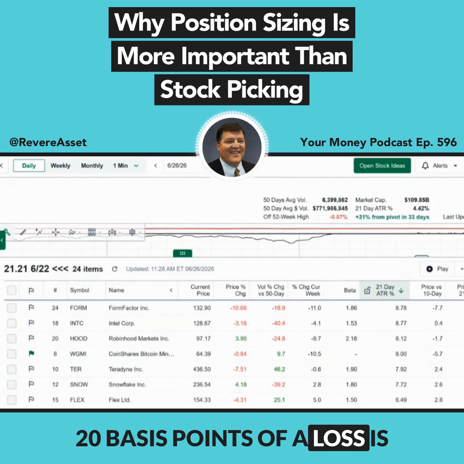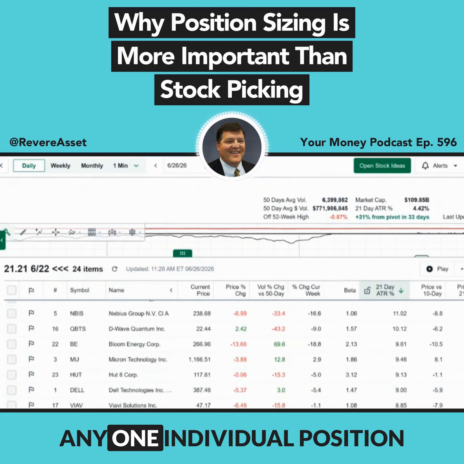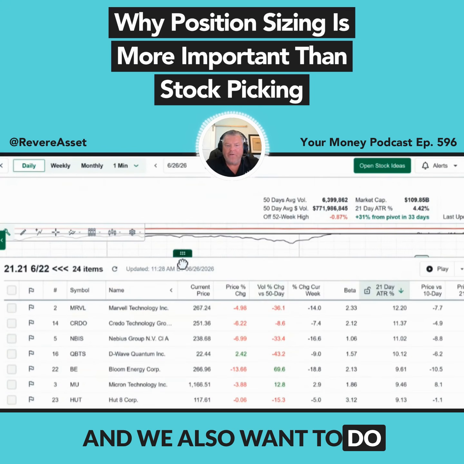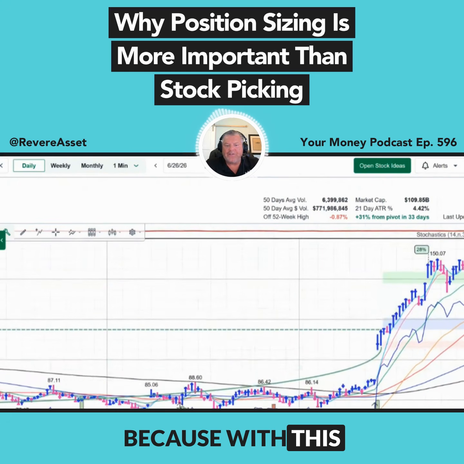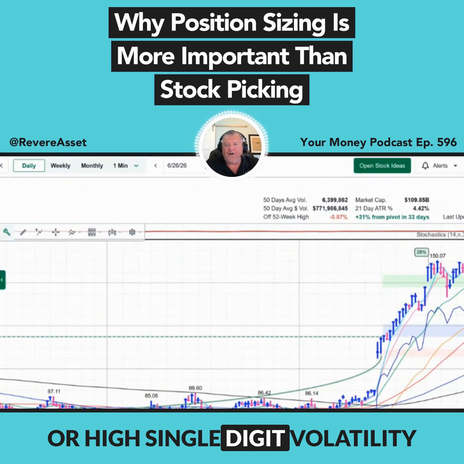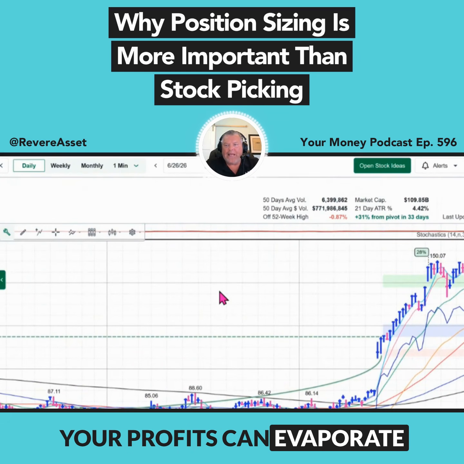20 basis points of a loss is the max we want to lose on any one individual position. And we also want to do offensive selling in these names when they get stretched to the upside, because with this double-digit or high single-digit volatility, your profits can evaporate in a day or two.